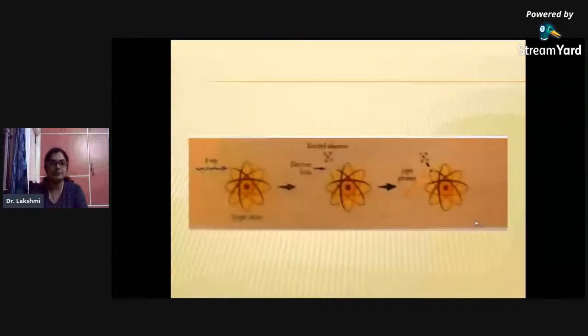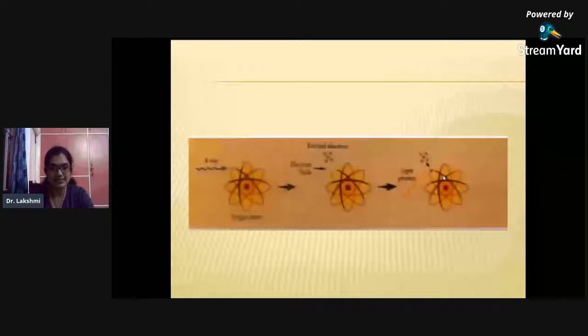See, when this is a target atom, this one, the first one, and X-ray goes into the target atom, it is being emitted like a light photon. This is the principle of luminescence. Okay, this is how it is.